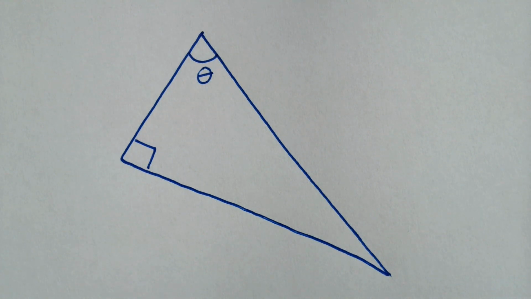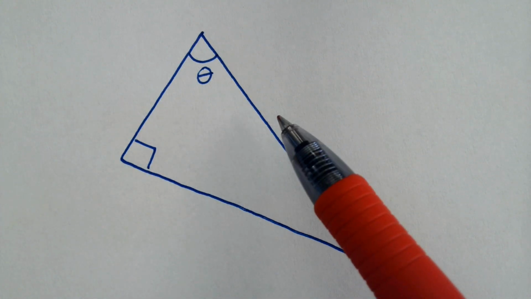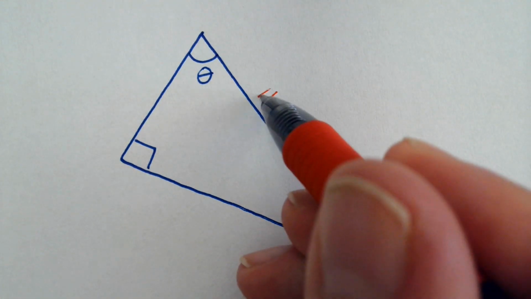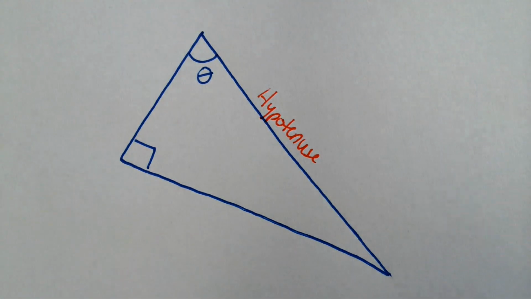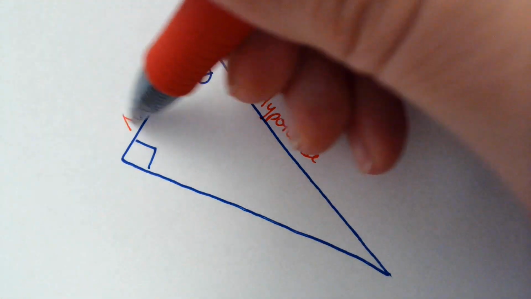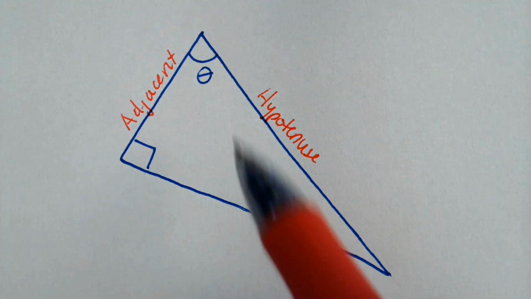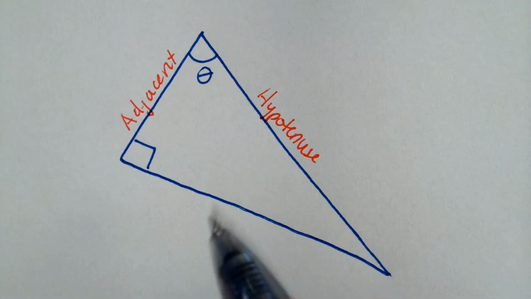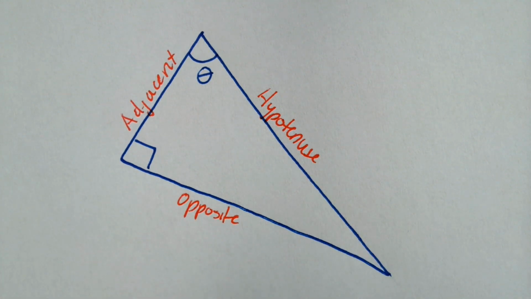Okay, so here are the answers. If we go to the right angle and go across from it, we have the hypotenuse, which is right here. This side is touching the angle theta, so this is the adjacent side. And this side is across from the angle theta, so we call this side opposite. So that is how you identify the sides on a right triangle.